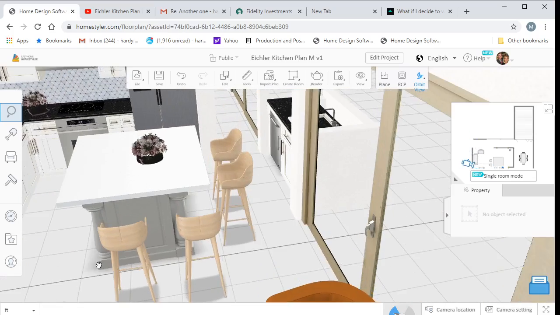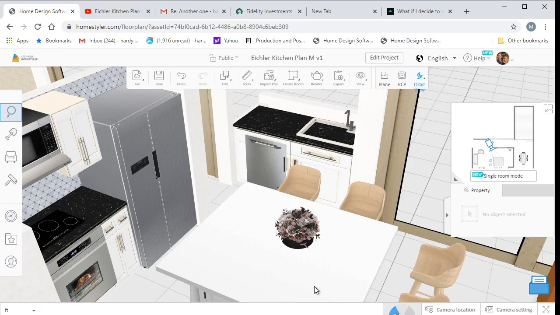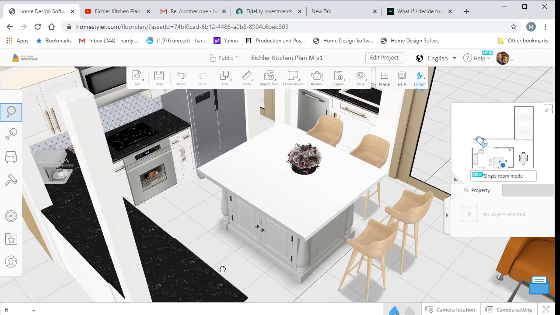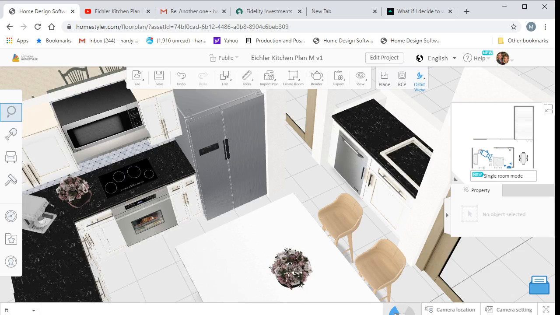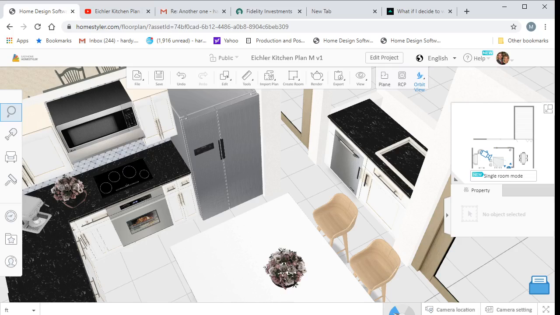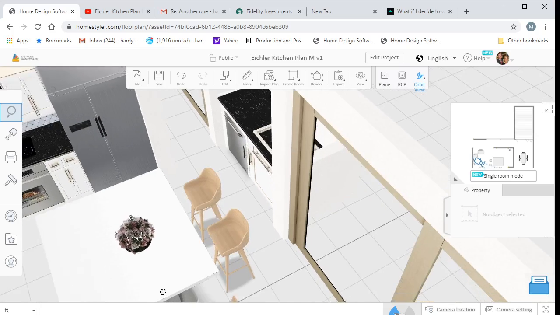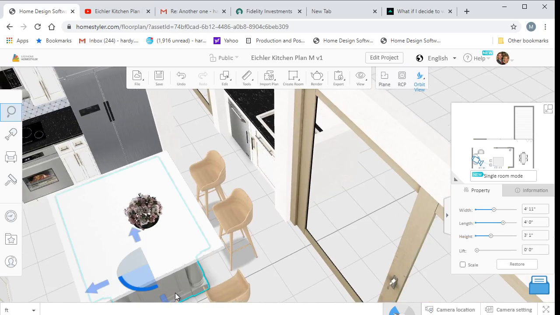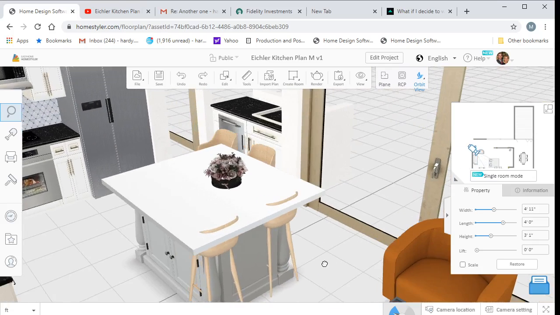And so here's the sink in the back. And that looks nice. And the refrigerator is right where it was before. The range was where it was last time. So you get the idea.